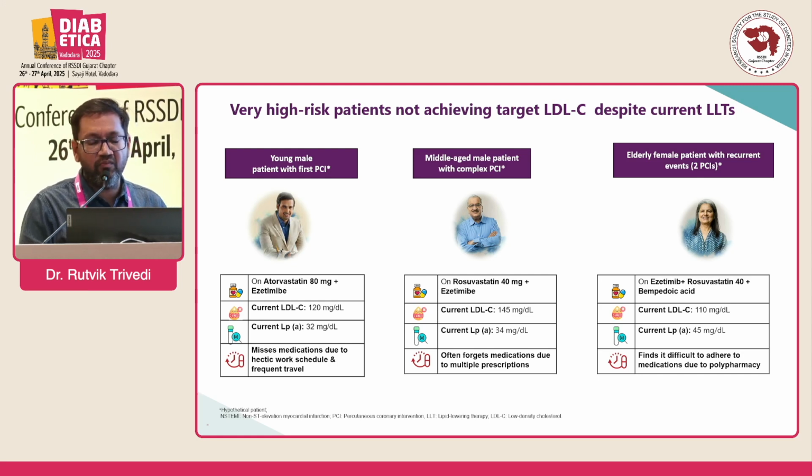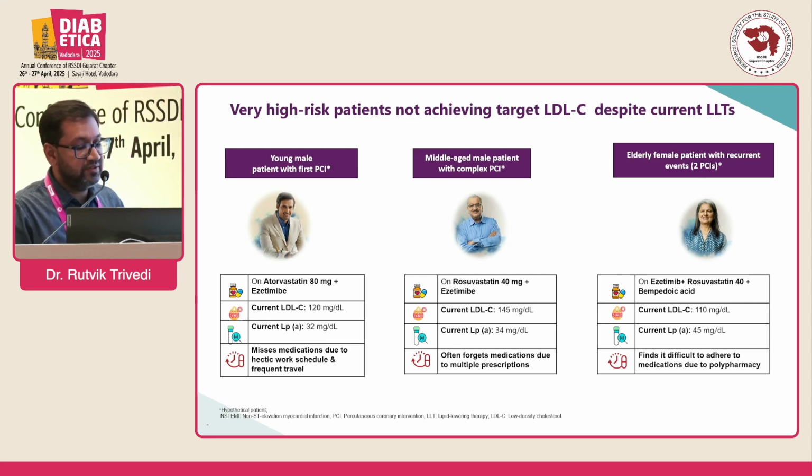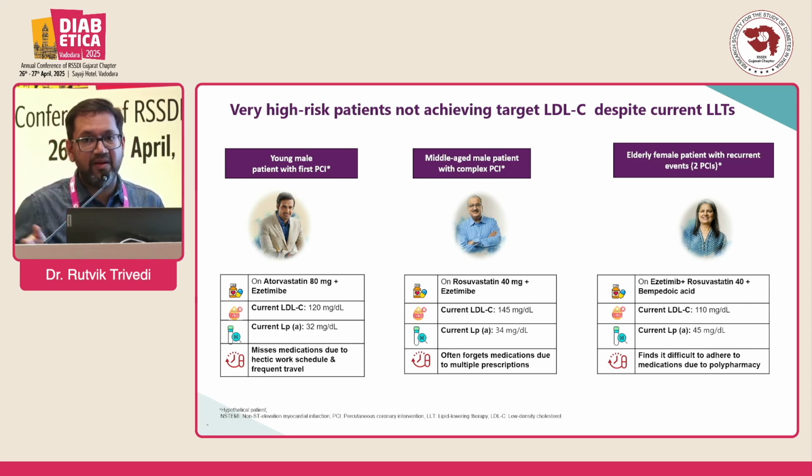A second patient, a complex intervention, on rosuvastatin 40, ezetimibe 10, LDL is 145. These are patients who are not responding to very high doses. You should investigate for a heterozygous pattern, but of course adding bempedoic acid is not going to solve your problem. Injectable preparations are needed. And a third patient, on ezetimibe, rosuvastatin, bempedoic acid, Lp(a) is high, LDL is 110. Now you have no option left, you have to choose an injectable preparation.